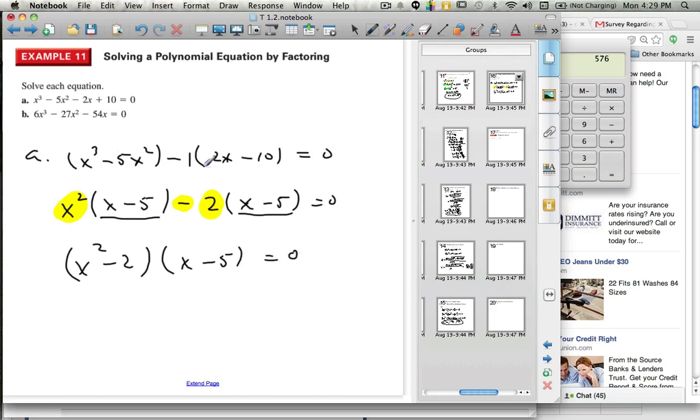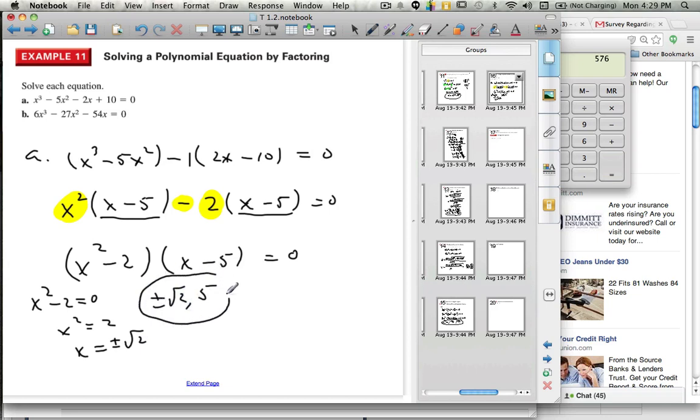And now I would go about solving my equation. So this solution will give me 5. And when I set this to be equal to 0, if I set x squared minus 2 to be equal to 0, I'll get x squared equals 2. So in this case, x will be equal to plus or minus the square root of 2. So plus and minus the square root of 2 and 5, 3 solutions for a third degree function.